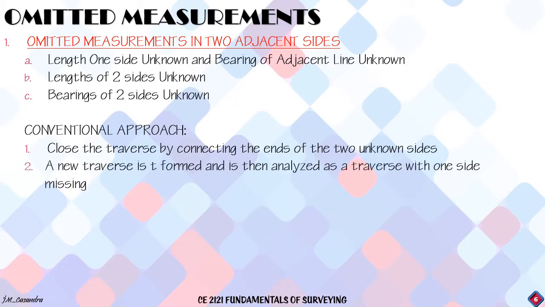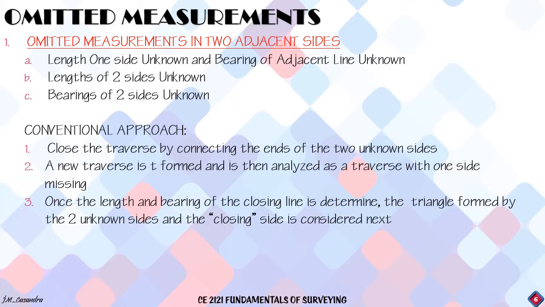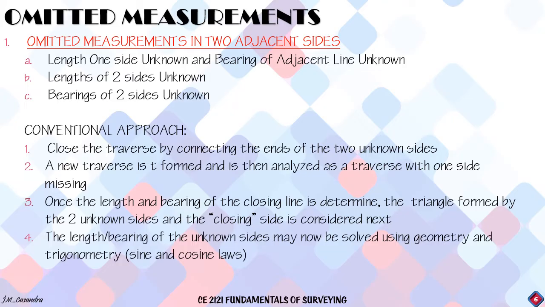When we do that, we'll now have a new traverse formed by the known sides and a closing line, analyzed as a traverse with one side missing. Once the length and bearing of the closing line is determined, the triangle formed by the two unknown sides and the closing side is considered next. The length and bearing of the unknown sides may now be solved using geometry and trigonometry, specifically the sine and cosine laws for triangles.